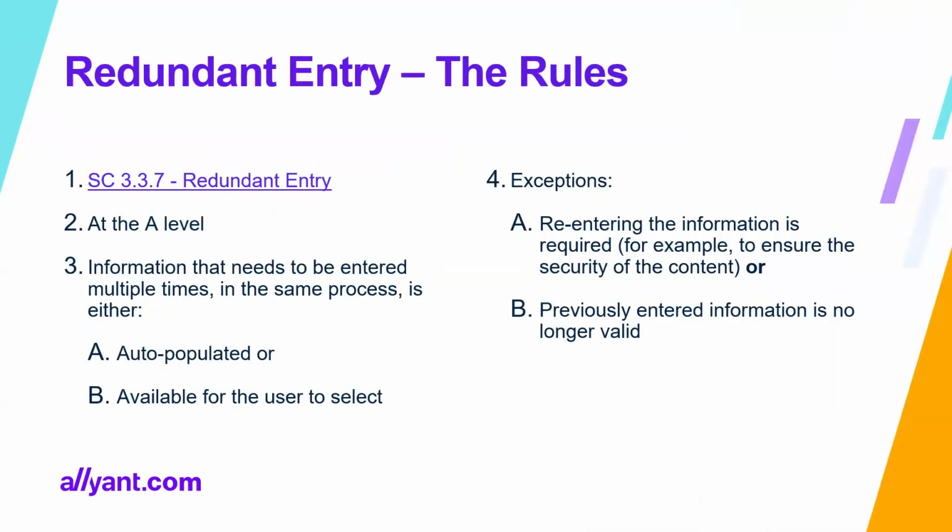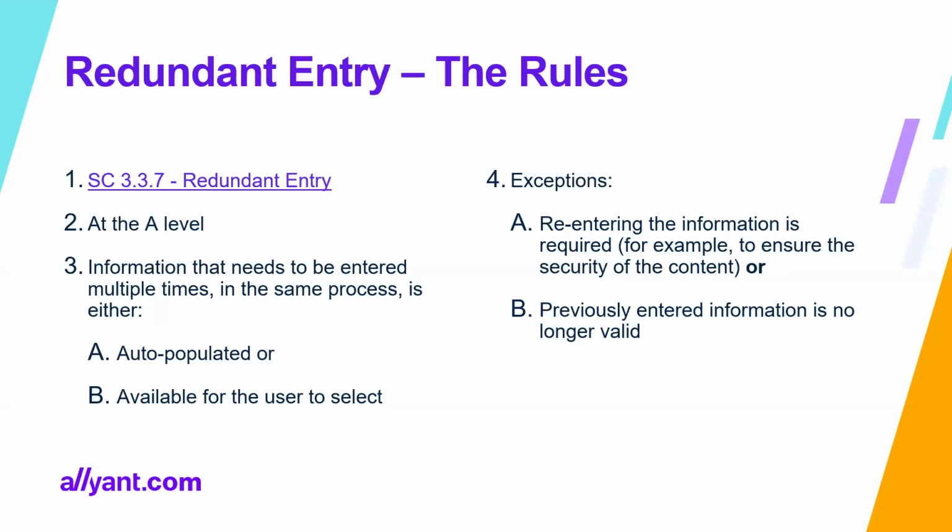All right, so the next requirement then is for redundant entry, right? So we'll talk about the requirement first and then break it down. This is success criteria 3.3.7. It comes in at the single A level, right? So it's got to be met no matter what you're trying to reach, whether it's single A or double A, right? Redundant entry has to be met in your documents. Now, the rule is that information that needs to be entered multiple times in the same process is either auto-populated or is available for the user to select, right?